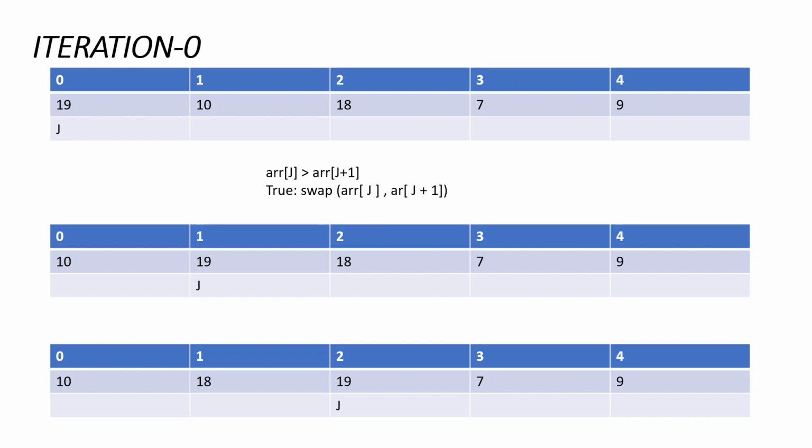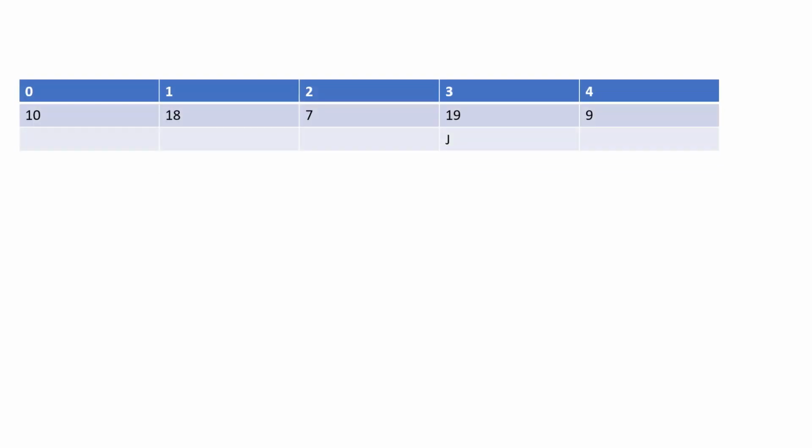Now I am incrementing j by 1. So j moves to position 2, which is index 2. Now again I am comparing whether arr[2] is greater than arr[3]. While comparing, 19 is greater than 7, so it satisfies the condition. When it satisfies the condition, I am going to swap arr[j] and arr[j+1], which here are arr[2] and arr[3]. After swapping, here it looks like this.